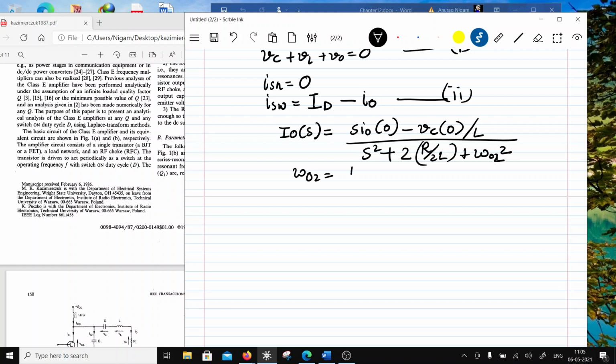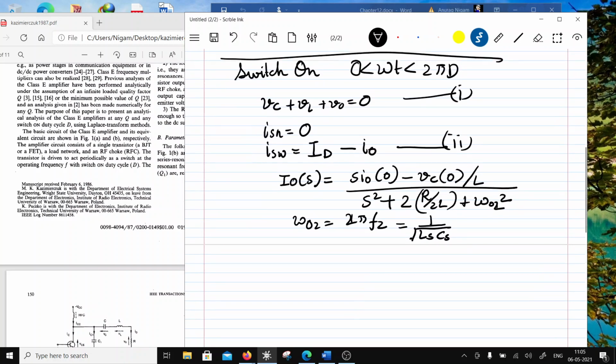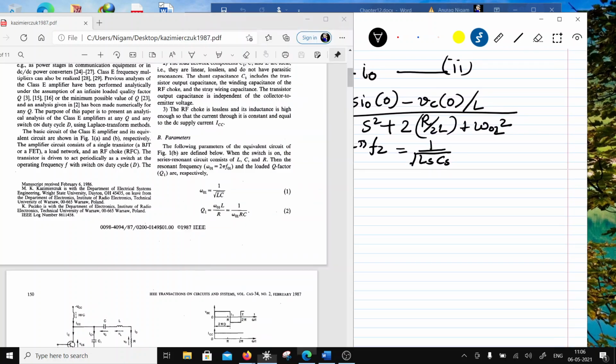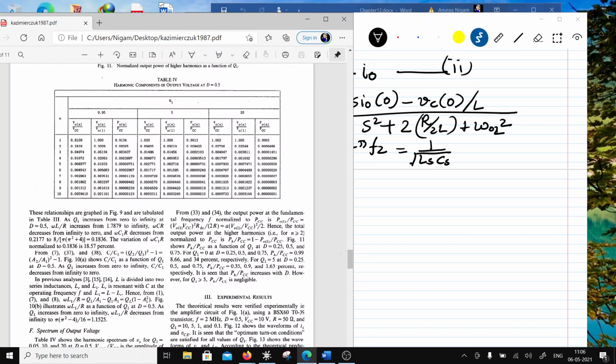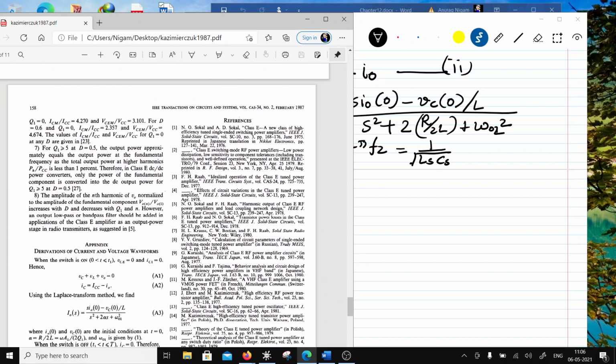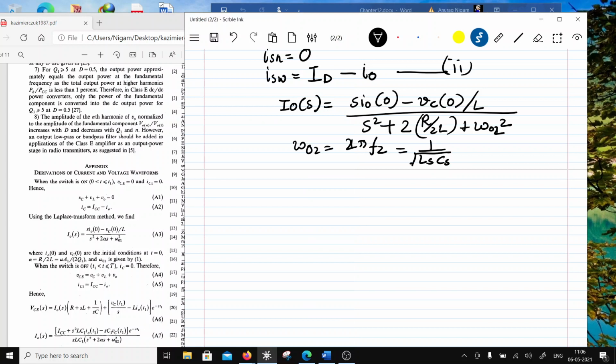Omega naught 2 is going to be 2π times F2, right? Which will be 1 over root of LS CS. Correct? So this is the condition under the switch-on case. So this is one equation.